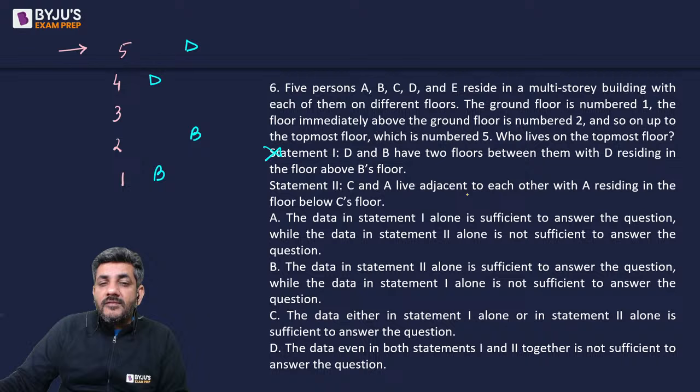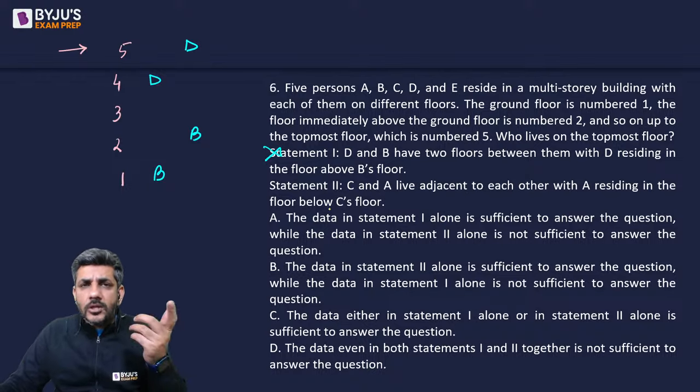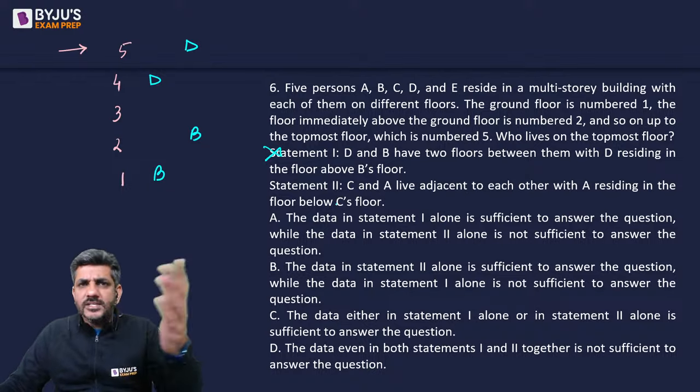C and A live adjacent to each other with A residing on the floor below C. C and A are on adjacent floors. Of course, this will not tell us for sure. There are various possibilities for that.